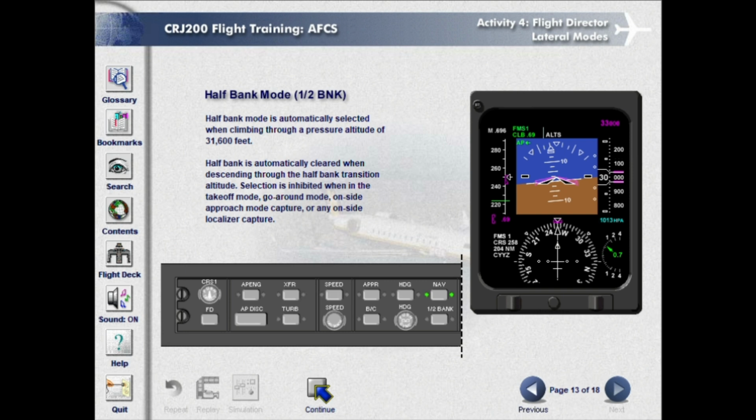Half bank mode. Half bank mode is automatically selected when climbing through a pressure altitude of 31,600 feet. Half bank is automatically cleared when descending through the half bank transition altitude. Selection is inhibited when in the takeoff mode, go-around mode, on-side approach mode capture, or any on-side localizer capture.